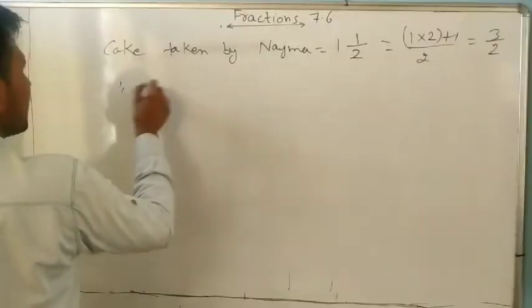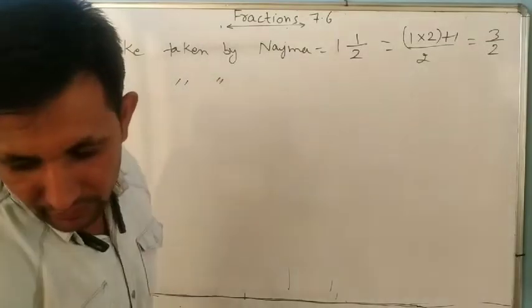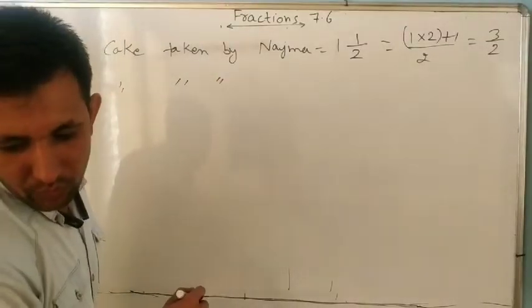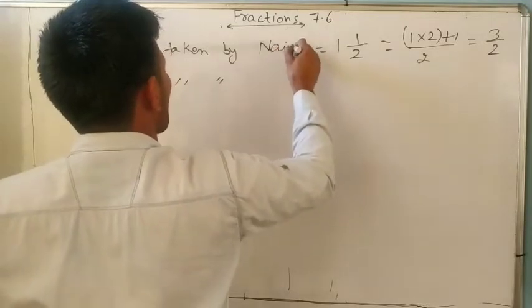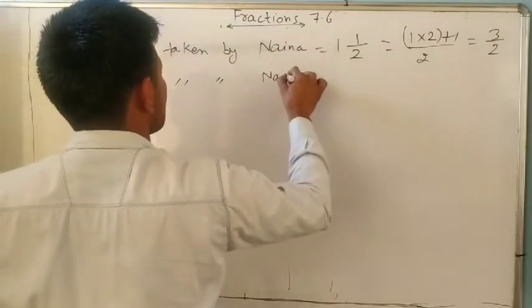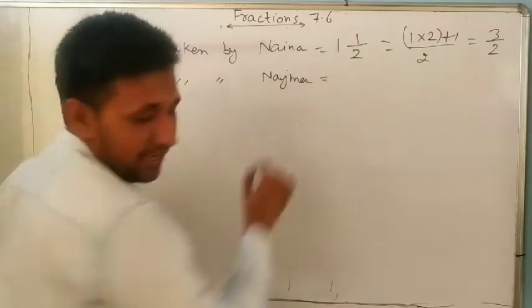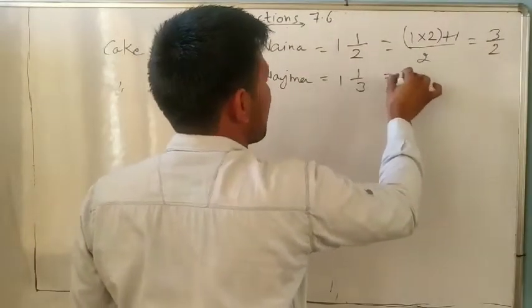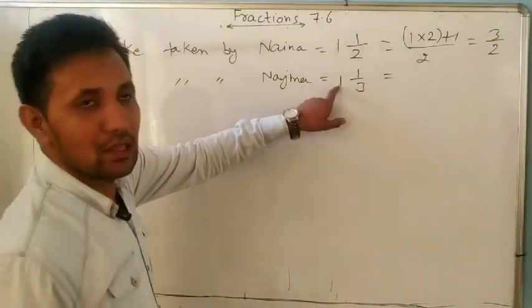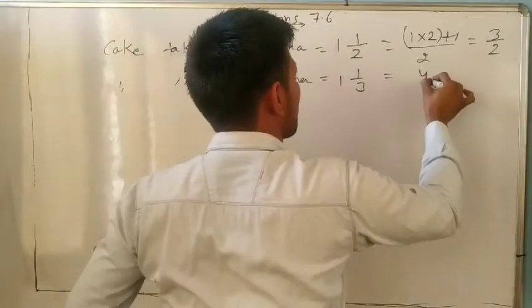Same as it is. Cake taken by the second girl, whose name is Najma, not Nana. So how much cake? 1 and 1 upon 3. Same as it is, we will solve. 3 into 1 is 3, plus 1, 4 upon 3.